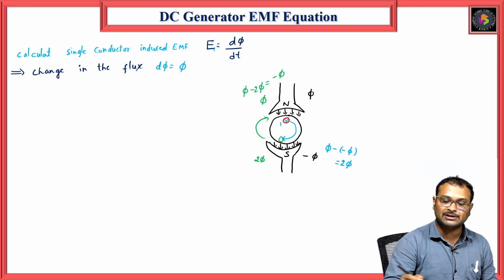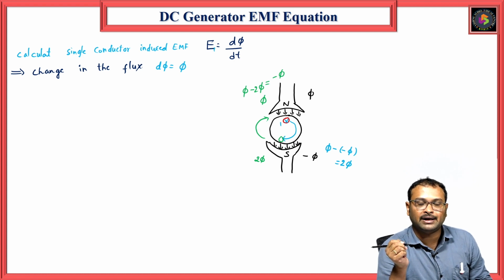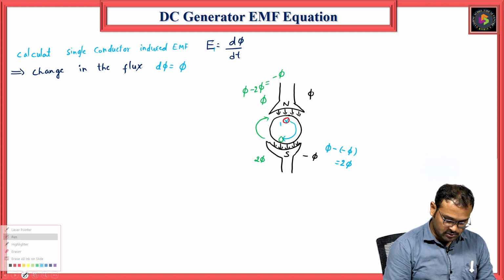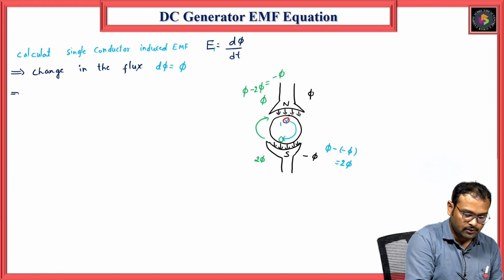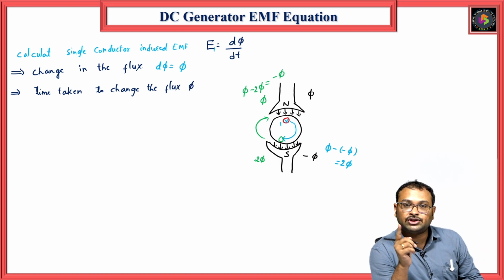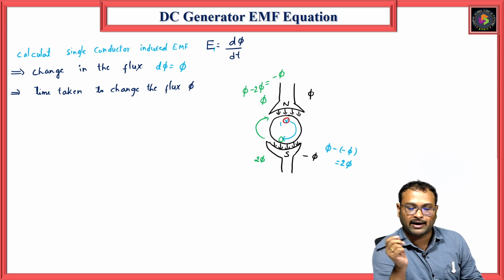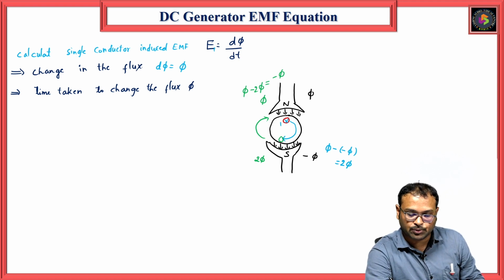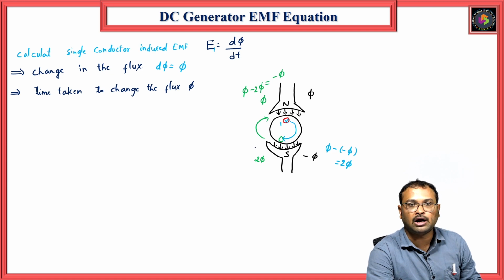Now we will see how much time it has taken. Our second task is to find the time taken to change the flux phi. That means how much time is taken from when it comes to the north pole to the south pole and from the south pole to the north pole. So how much time is it taking?